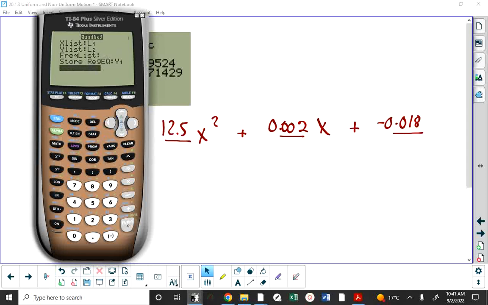So I go calculate, calculates the equation, but look at the beautiful thing here. Shows the equation. Now I'm going to set up my window settings so that it matches what you've already put in there.